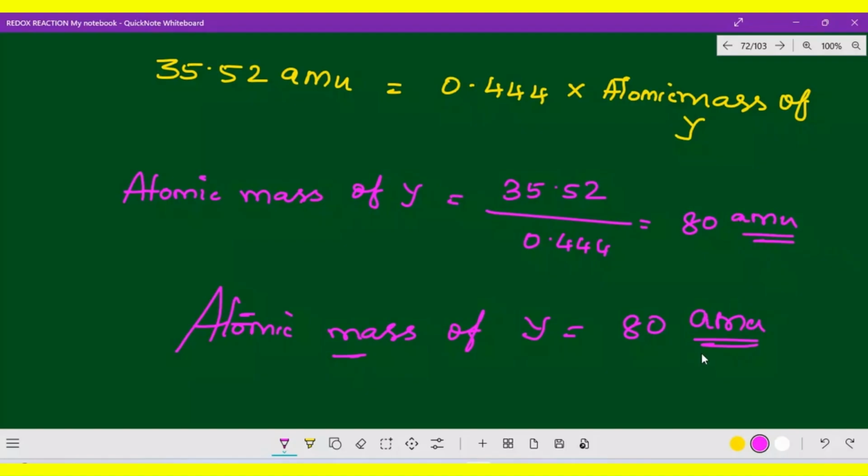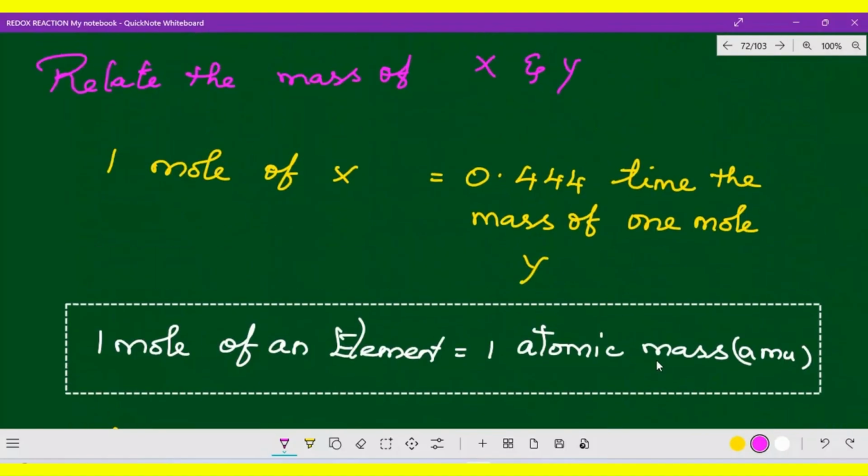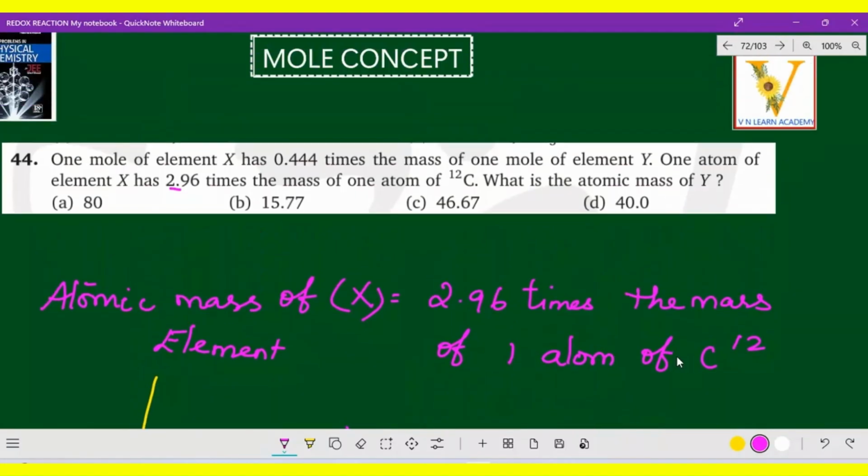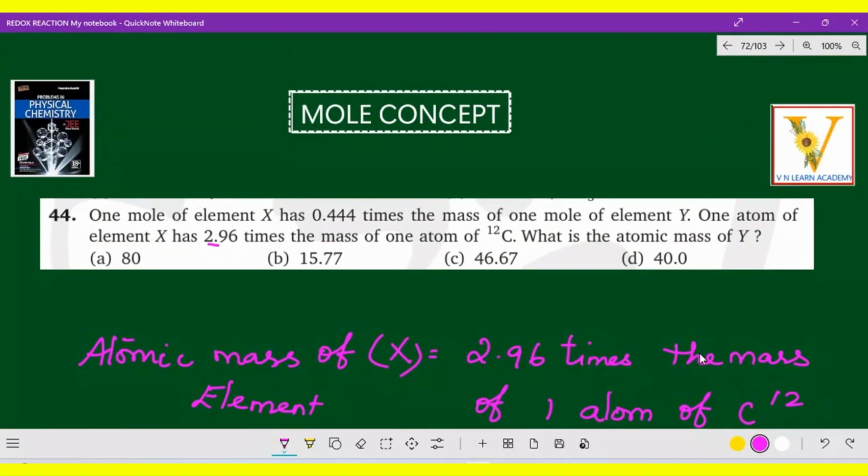So which is the correct option? Let us check. You know how to deal with X and Y always. There is a question with X and Y. Without X and Y, I think we cannot finish this topic at all. Wherever problems are there, X and Y will be present. Now the atomic mass of Y is 80. Option A is the correct option. I hope you got the clarity.